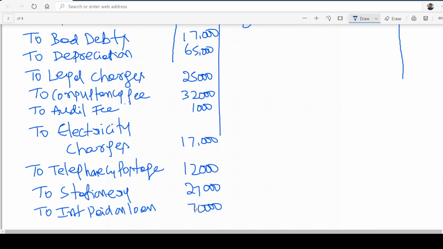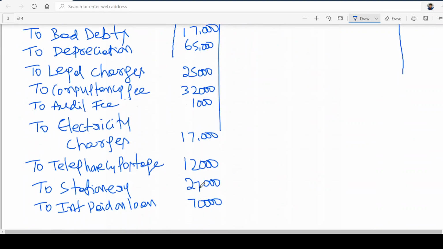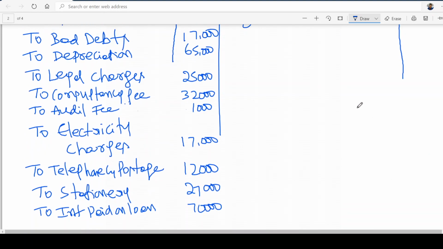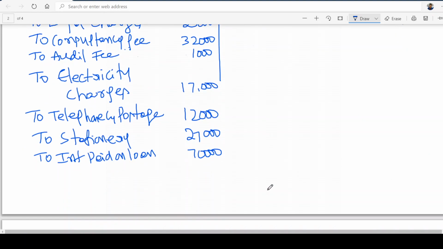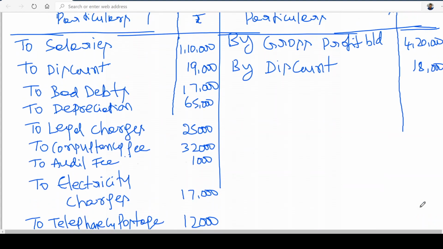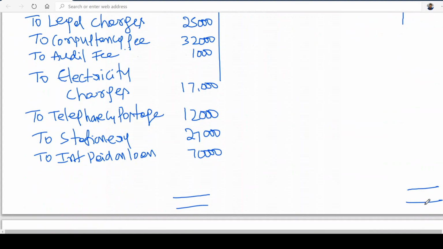Okay, that's it. So we are having two items on the credit side. If credit side is showing more, it will be a gross profit. I think that calculation part you can do. If you look at the P&L account credit side, you are having 4,38,000.